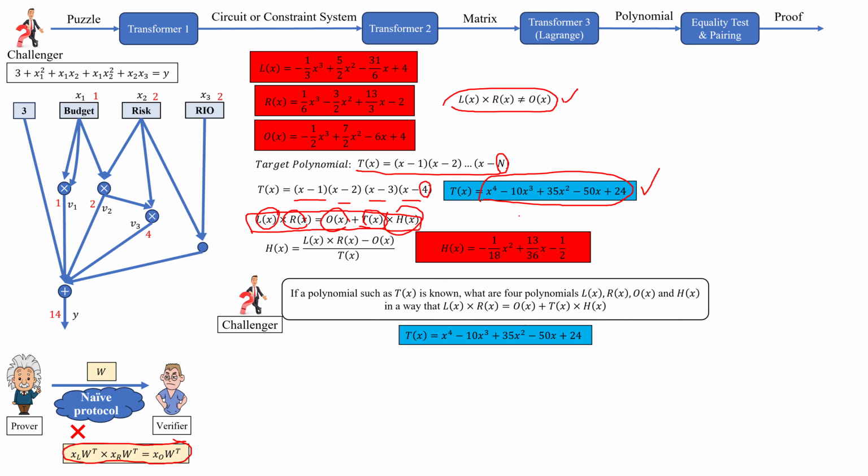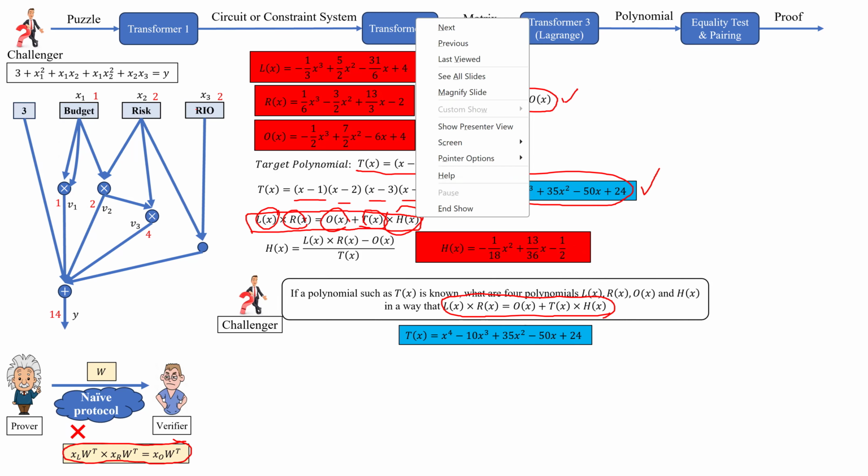If a polynomial like t of x is public, who knows L, R, O, and H that satisfy this equation, right? And this is actually the final test related to Groth16. So now the prover knows L, R, O, and H, and wants to convince the verifier that they know these four polynomials in a way that satisfies this equation. And if the prover could convince the verifier, then the verifier would be convinced that the prover really knows these input values.